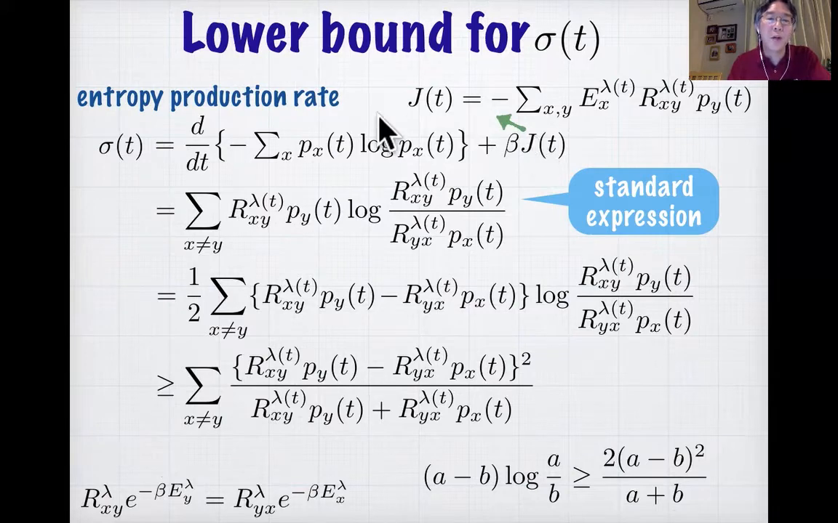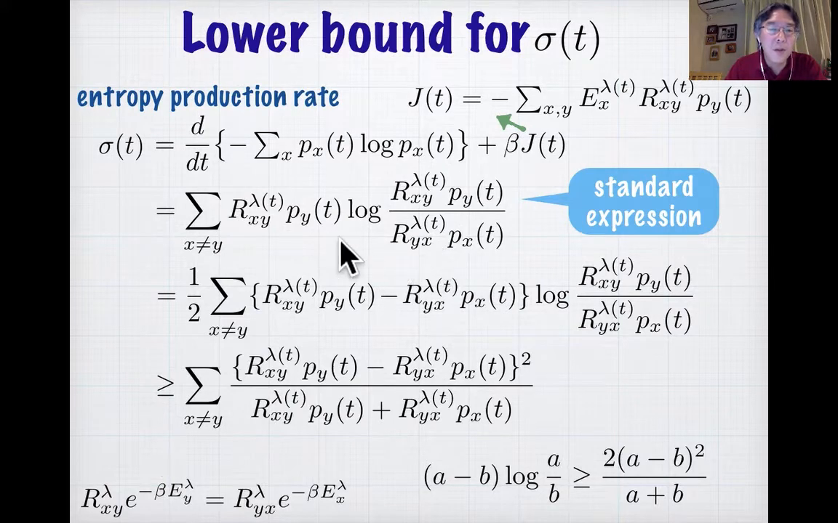And if you plug this in, and if you use this detailed balance condition, you will find that you can rewrite this entropy production rate in this very beautiful form. This has a form of relative entropy. And this is, again, very standard and very well known. So this sigma t is a standard definition, and this is a standard, very interesting expression.